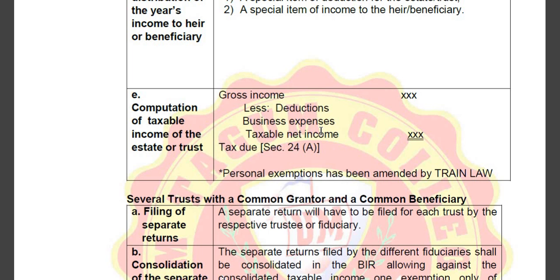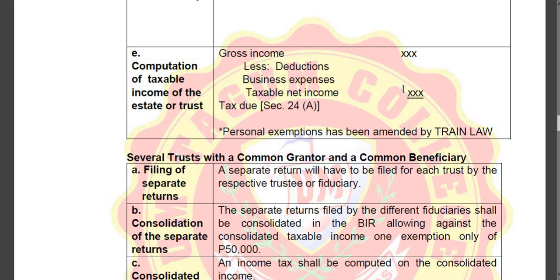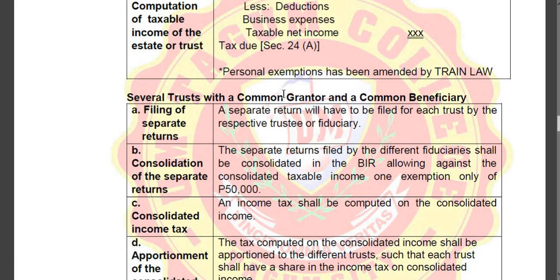Computation of taxable income of estate and trust. So gross income, that's gross sales minus cost of sales or cost of service. That's gross income less deductions, which are business expenses. So you get the taxable net income. So the taxable net income will be the basis for your tax due based on Section 24(A), the same as taxation on individual taxpayers.